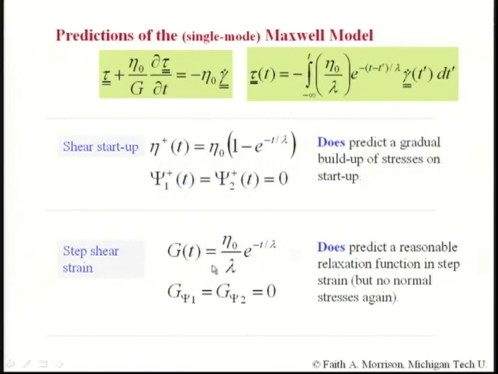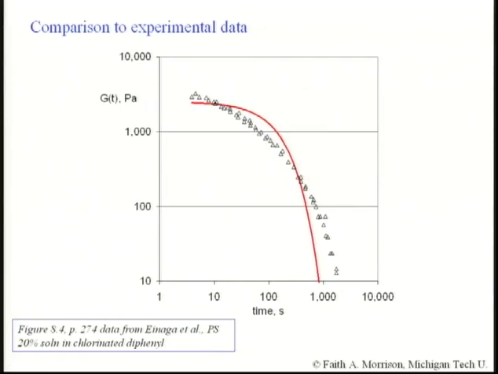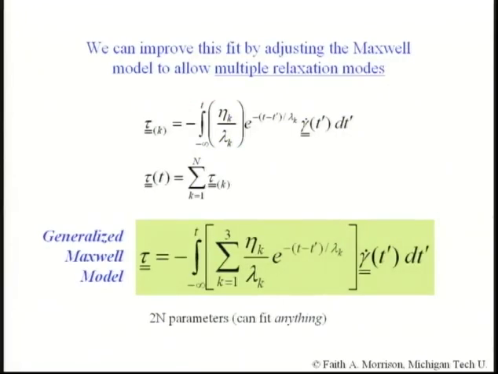So that result was that the startup function should look like this kind of an exponential. Oh, excuse me, not the startup function. We did this one. The step strain function is this exponential decay. And I showed you what that looked like when we plot it, and I showed you what it looked like when we compare it to real data. And that's where we were at the end of class. Now, I want to adjust this model to make it a better fit.